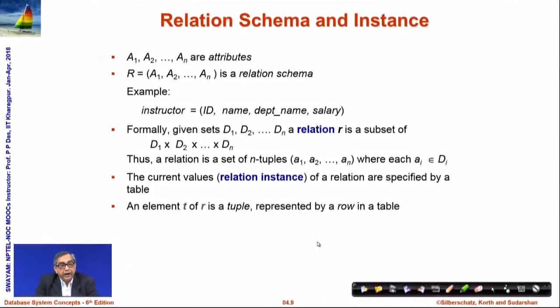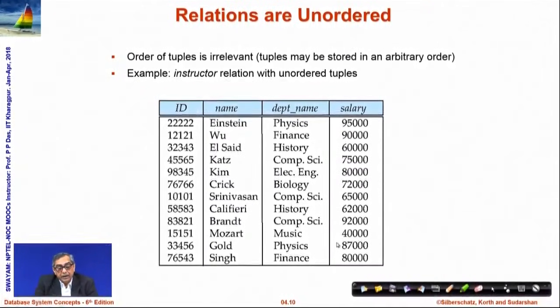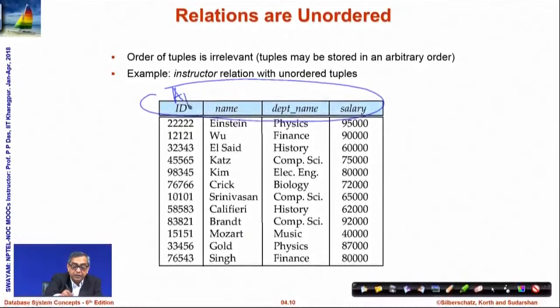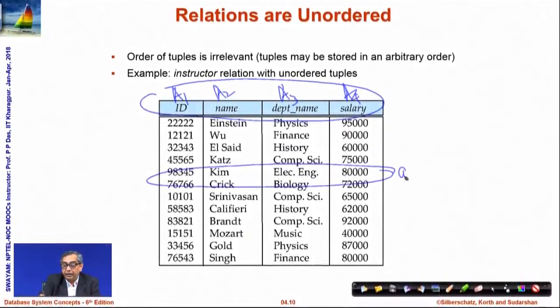Now, whenever we have an instance, we mark that as a table. So, here you have now understood it very well. These are my attributes: this is A1, this is A2, this is A3, this is A4. These are the different values: 9, 8, 3, 4, 5 is A1, Kim is A2 and so on.